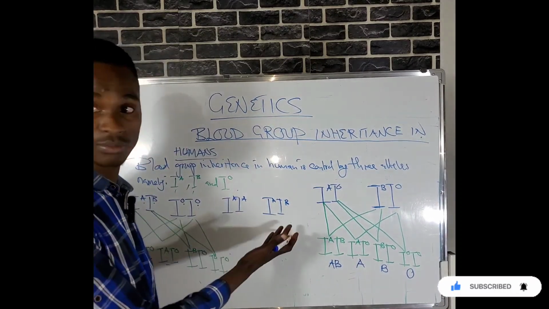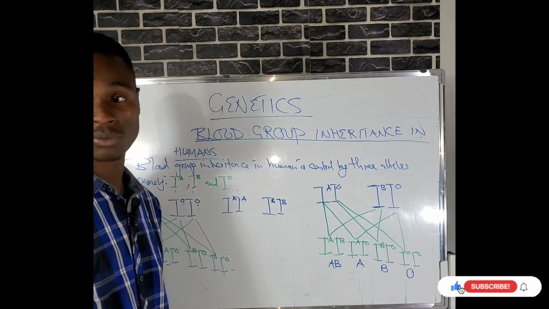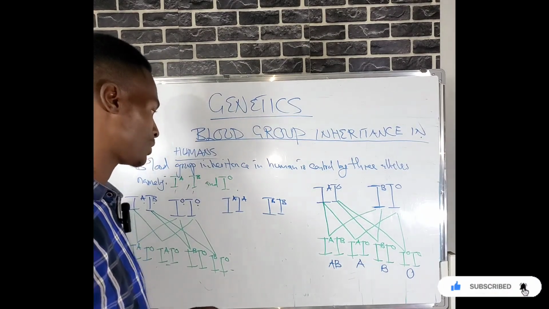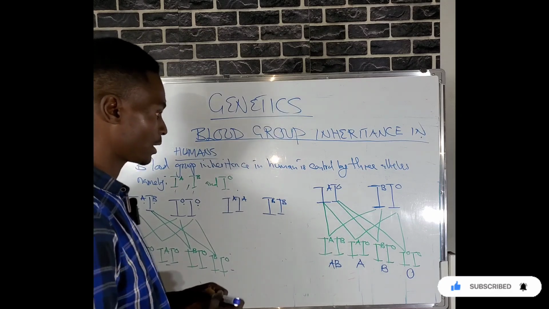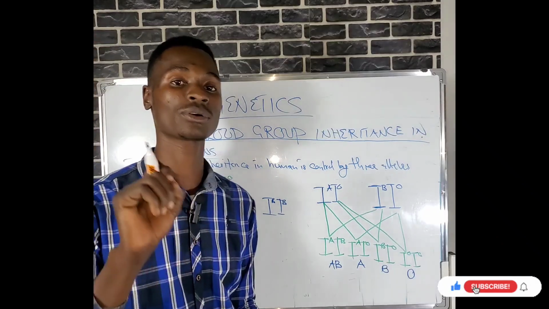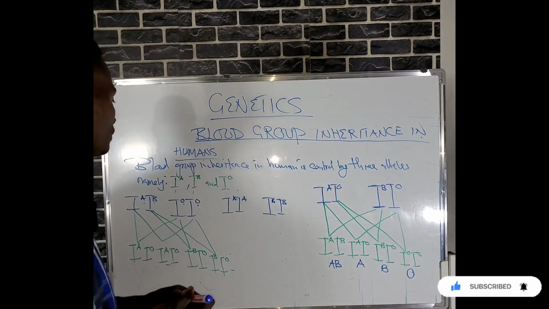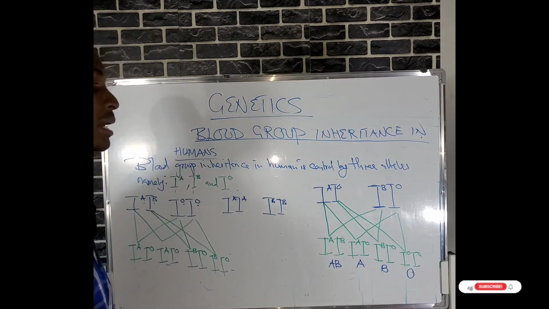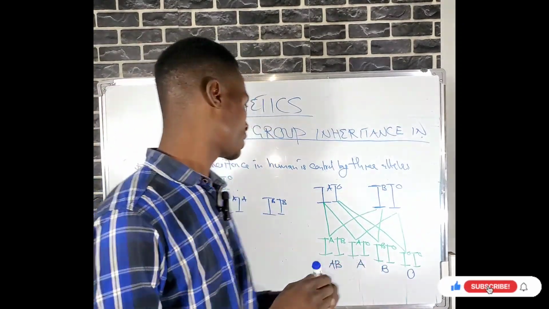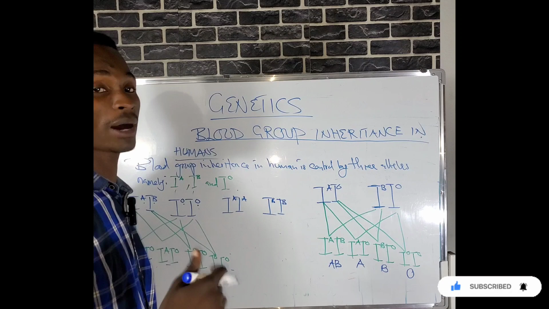Also, with AB, you can never have a child with blood group O. How about BB? Can you have a child with blood group O? No, you can't. Having looked at this, I think we can come to the conclusion that determining blood group inheritance is very important. The blood group type is very important. You need to know your blood group type and the blood group type of your partner.